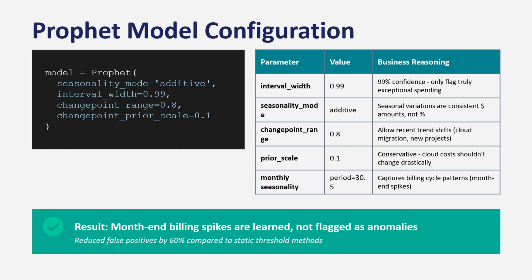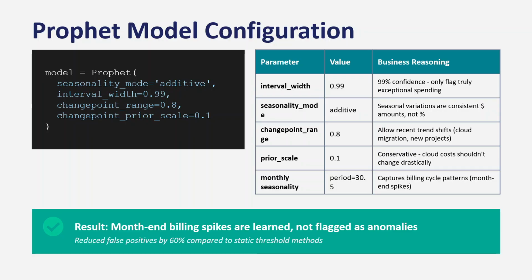Additive seasonality mode is used because cloud cost variations are consistent dollar amounts, not percentages. So additive makes more sense than multiplicative here. The changepoint range of 0.8 allows the model to pick up on recent trend shifts, things like cloud migrations or new projects spinning up.